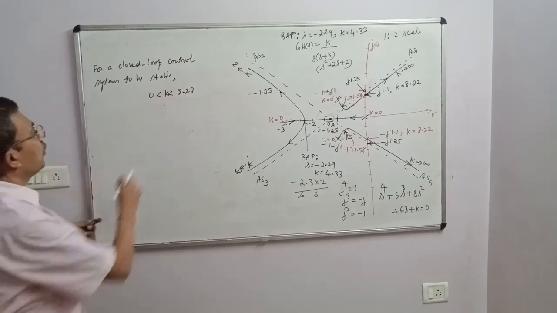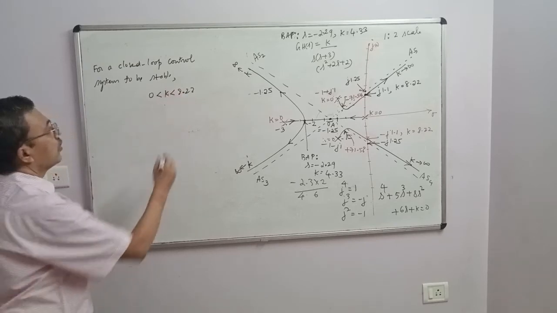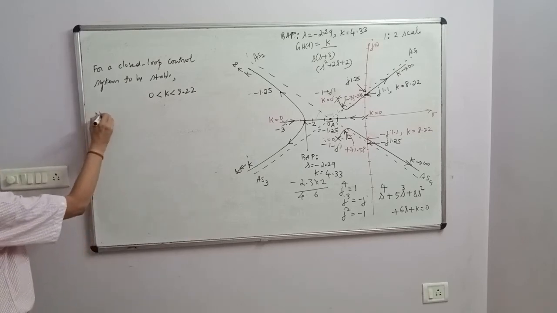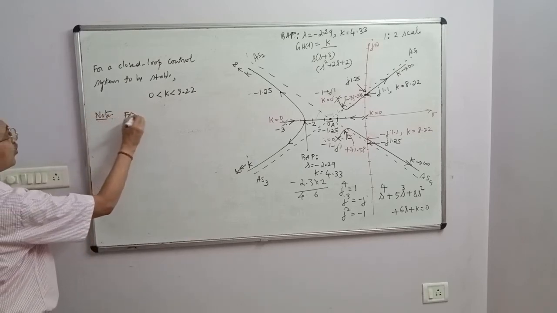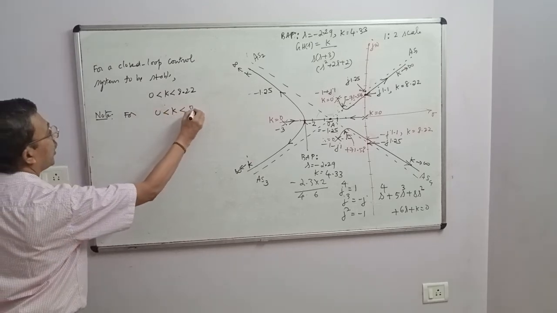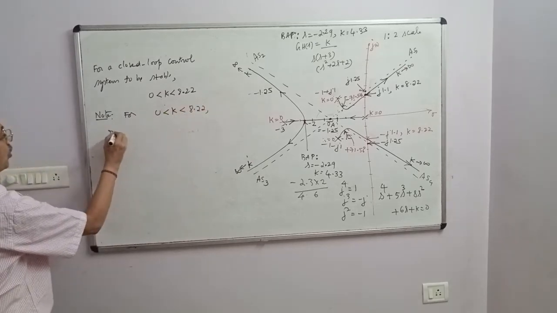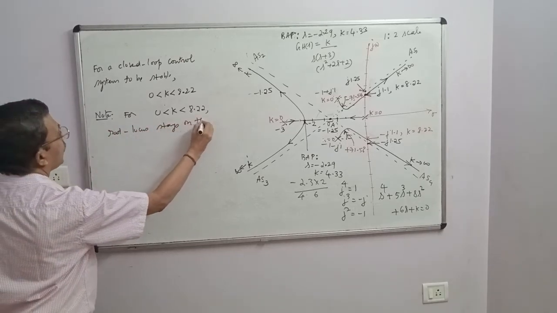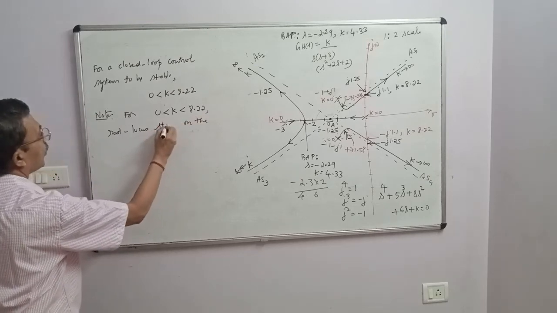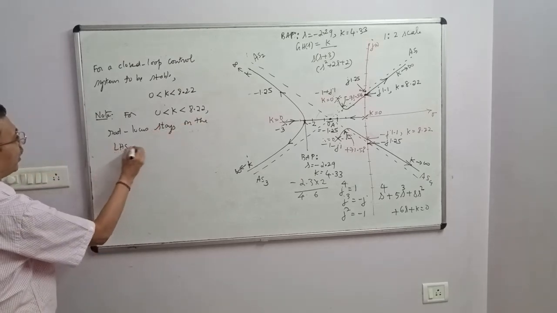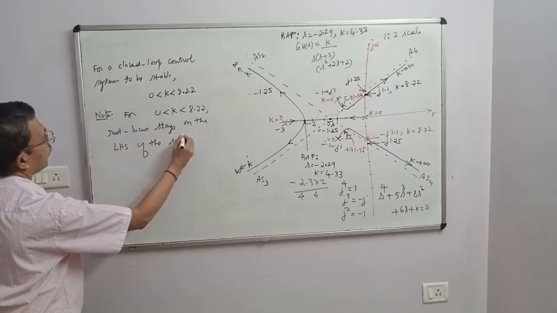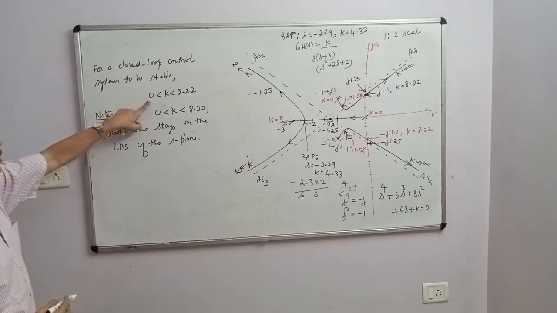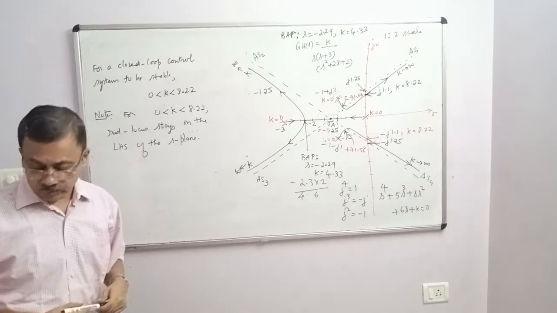That means for these values of k, the root locus is confined to the left hand side of the S plane. Note, for k greater than 0 and less than 8.22, the root locus stays on the left hand side of the S plane. Since there is a condition on k, this system is said to be a conditionally stable system.